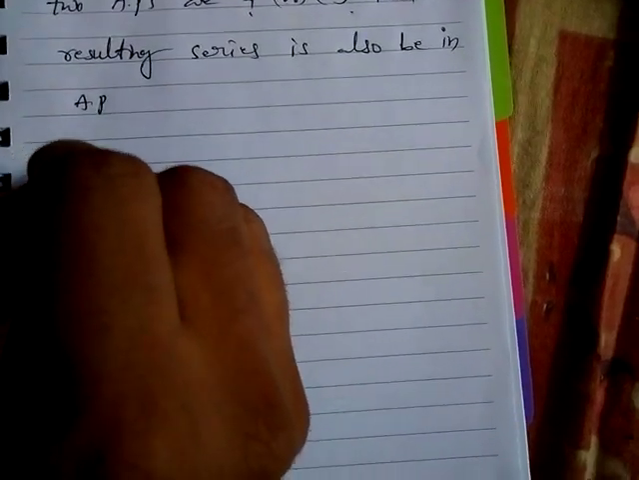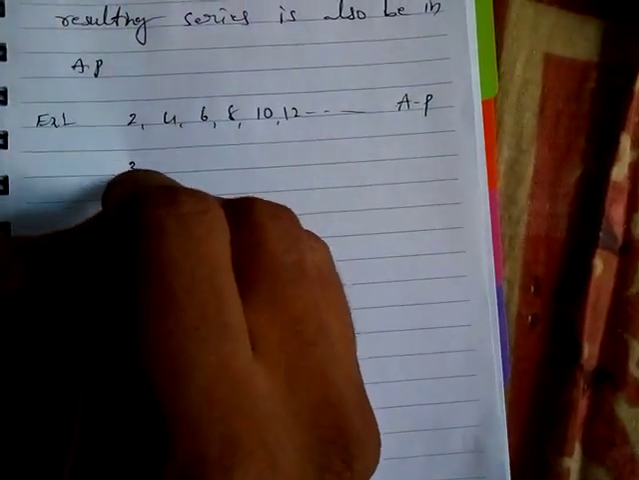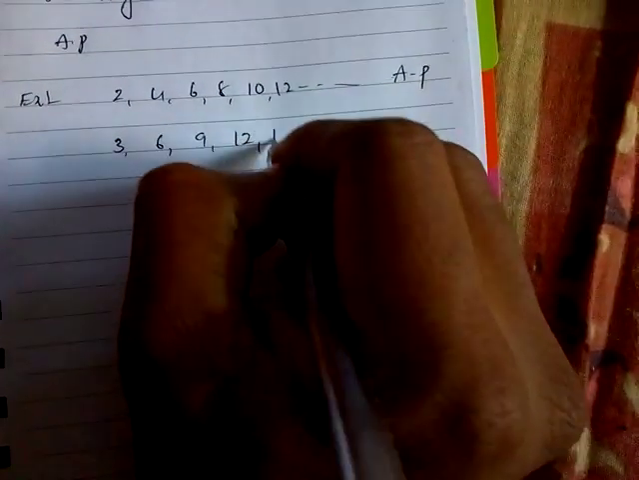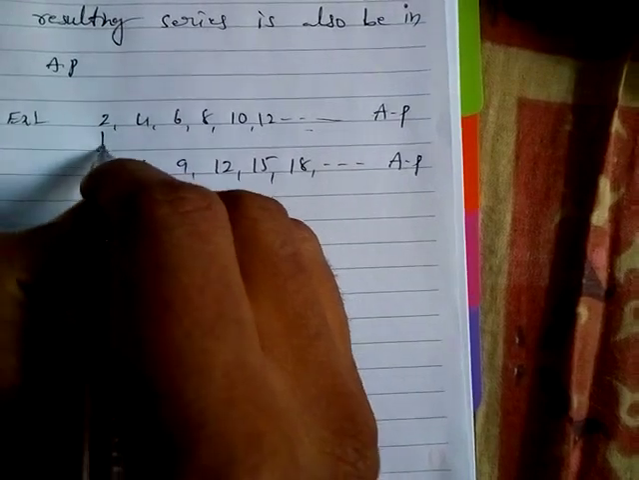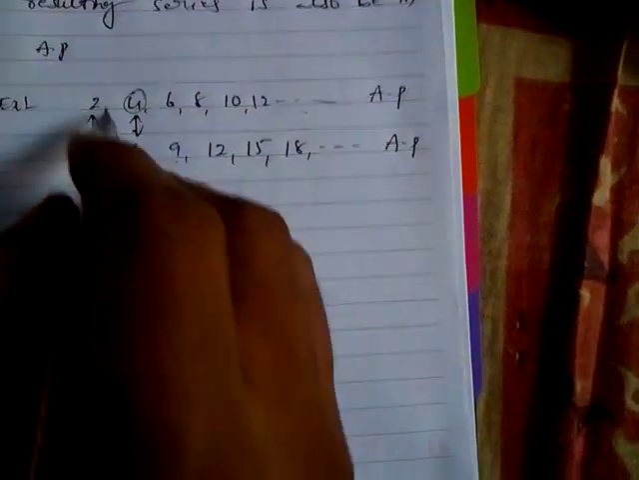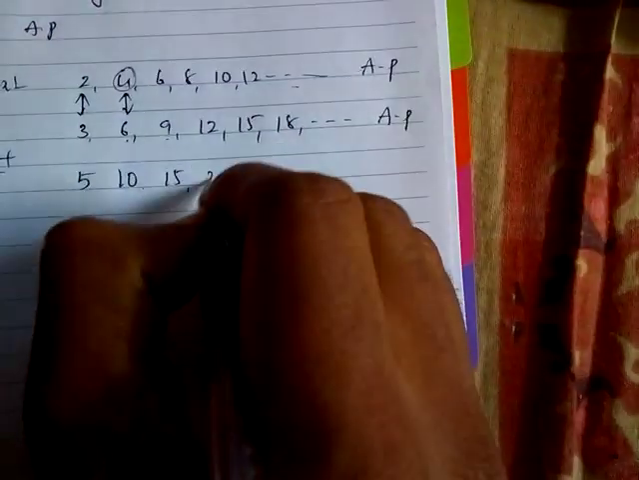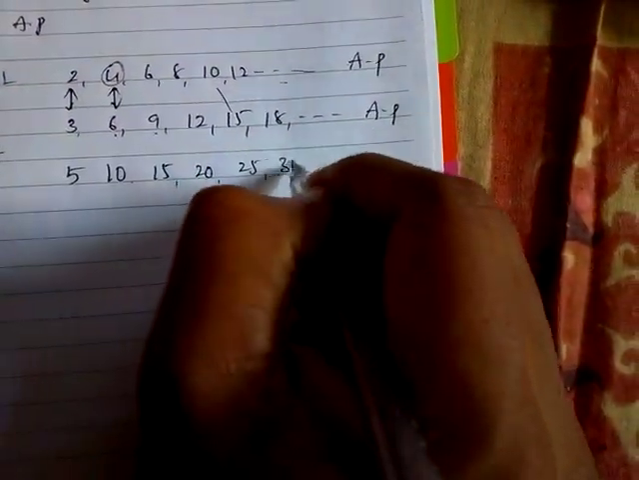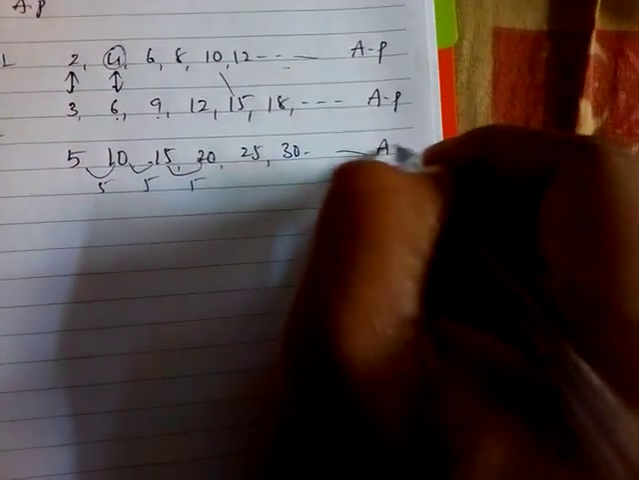See this example: 2, 4, 6, 8, 10, 12, even numbers. This is in AP. And 3, 6, 9, 12, 15, 18. This is also an AP series. This is multiples of 2. This is multiples of 3. So if you add corresponding terms of two APs, the corresponding term of 4 is 6, the corresponding term of 6 is 9. So if you add: 5, 10, 15, 20, 25, 30. Here the common difference 5 is there. So the resulting series is also in AP.